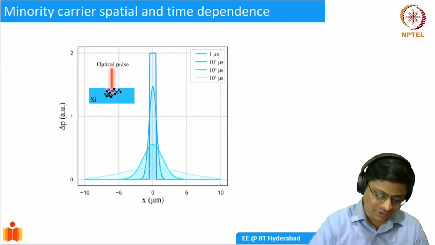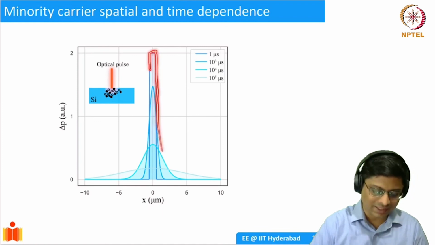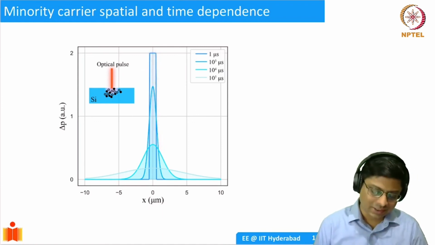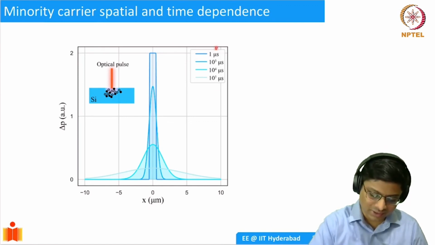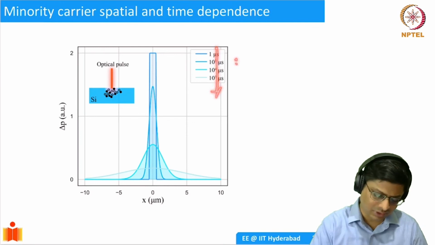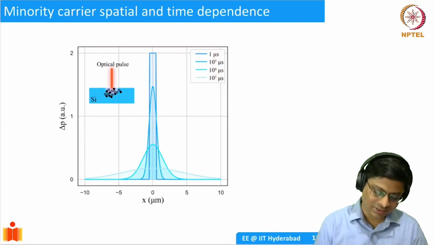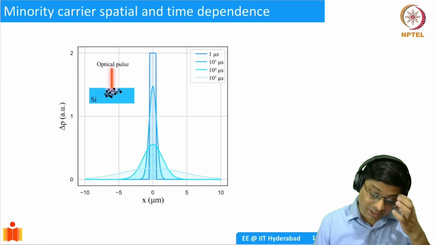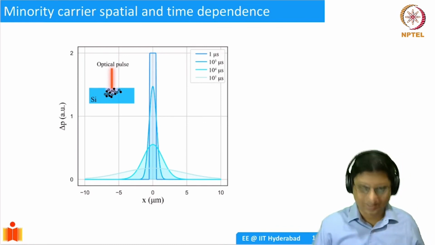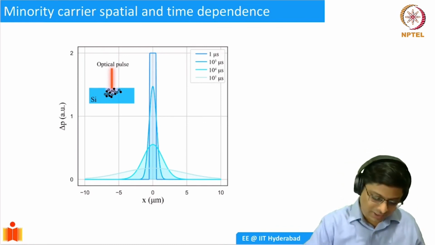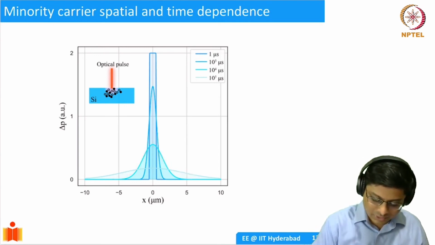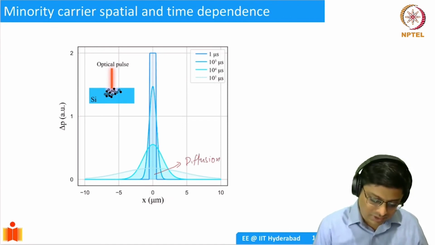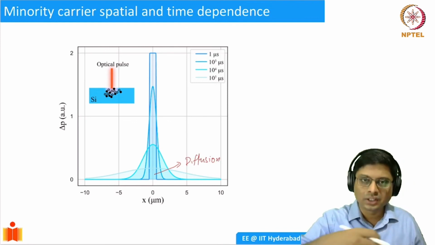Originally you have this position dependence, exactly the number of electron hole pairs you created. But as time progresses, as a function of time, you see here 1 millisecond, 10 milliseconds and 100 milliseconds, as you go longer and longer in time, the profile is becoming spread out. So there is a diffusion process. This is basically because of diffusion. Also there's going to be some recombination happening, which will essentially reduce the total area under the curve.